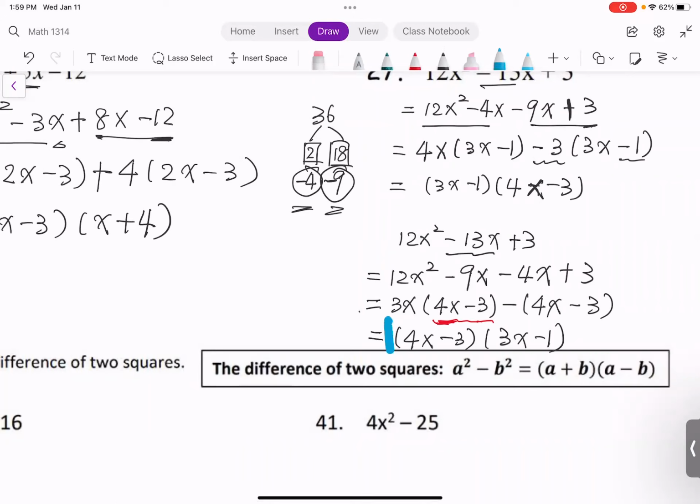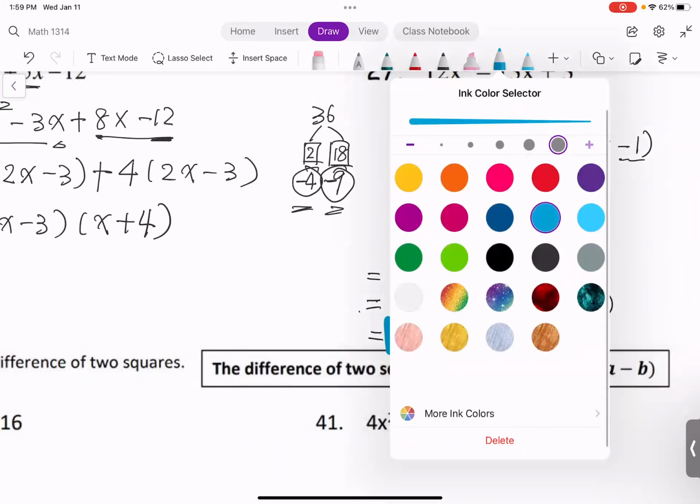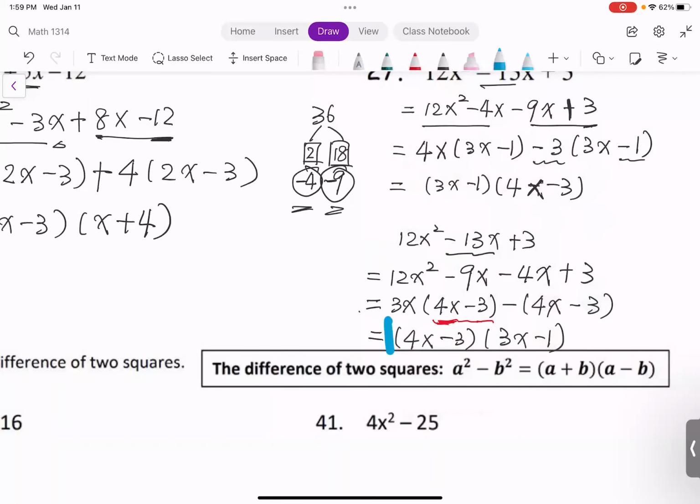Why? Okay, look at this. These two parts are multiplying, and these two factors are multiplying. So the position doesn't matter, A times B or B times A. 3x minus 1 times 4x minus 3, or 4x minus 3 times 3x minus 1. They are the same thing. So it doesn't matter if you have negative 9 times negative 4 or negative 4 times negative 9, because the order doesn't matter. Okay, let's move on.